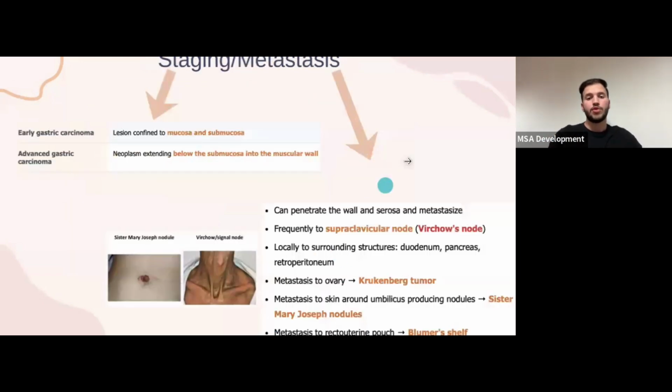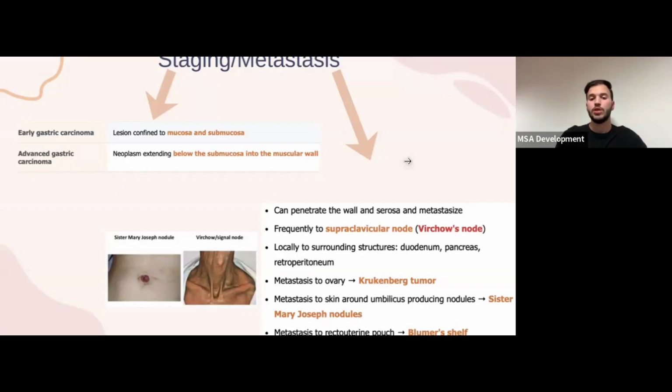Now for staging and metastasis, we have early gastric carcinoma and advanced gastric carcinoma. Early gastric carcinoma is confined to the mucosa and submucosa. However, advanced carcinoma goes below the submucosa into the muscular wall. Gastric carcinoma can spread to multiple areas and can also penetrate the wall and the serosa, and this is how it metastasizes.